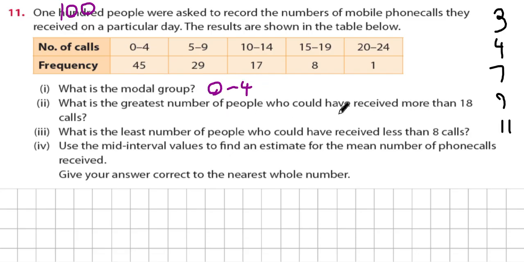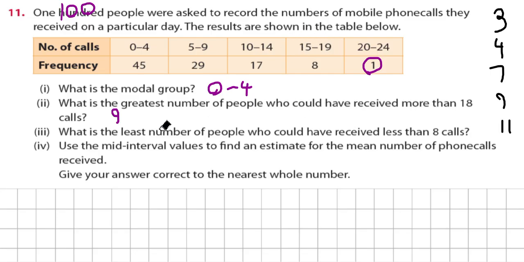What is the greatest number of people who could have received more than 18 calls? Well, I have an idea here. That one person is between 20 and 24, which means they definitely received more than 18 calls. See this group here from 15 to 19? I'm going to claim that all 8 of them actually received 19. In that case, 8 plus 1 would be 9. If I wanted the least number, I would claim that all 8 of them actually got 15, and then they wouldn't count to the answer, would they?